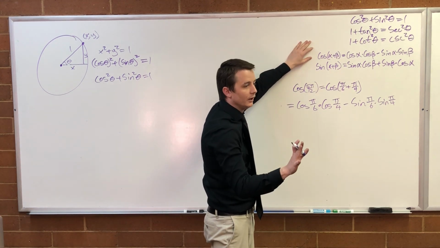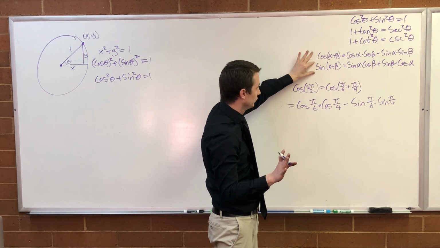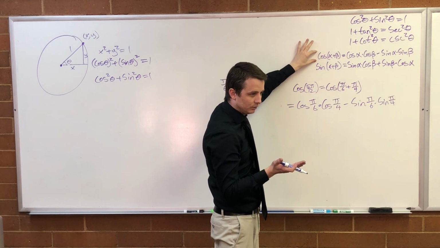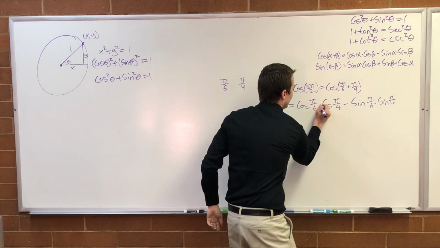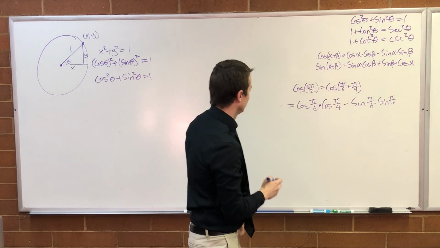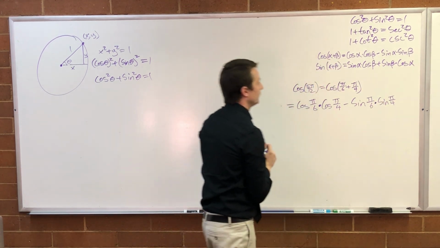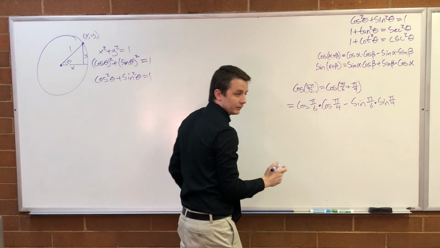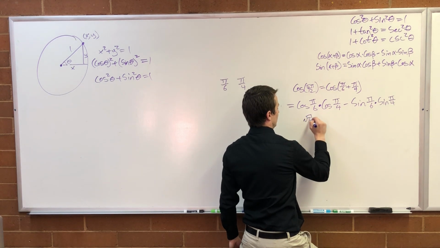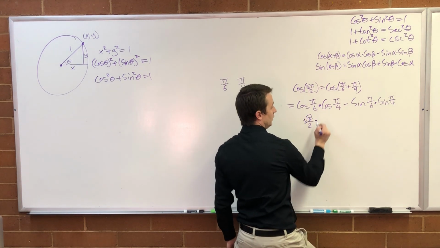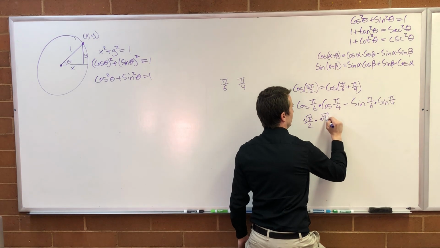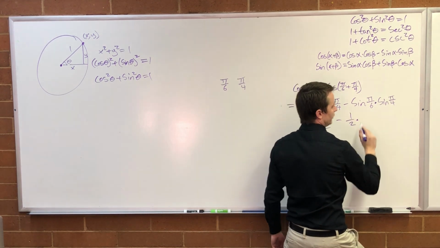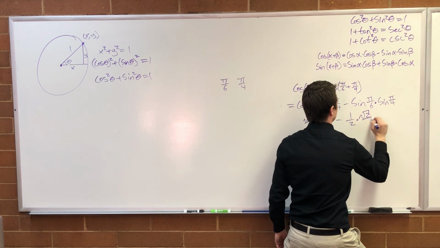That's just using this identity. We haven't proved this identity yet. I'm just showing why this identity is useful. And now we know how to solve this thing. I do dots instead of x's, so that's a times. Okay, now we know how to calculate all these values. What's cosine of pi over 6? Root 3 over 2. Times cosine of pi over 4, root 2 over 2. Minus sine of pi over 6, 1/2, times sine of pi over 4.